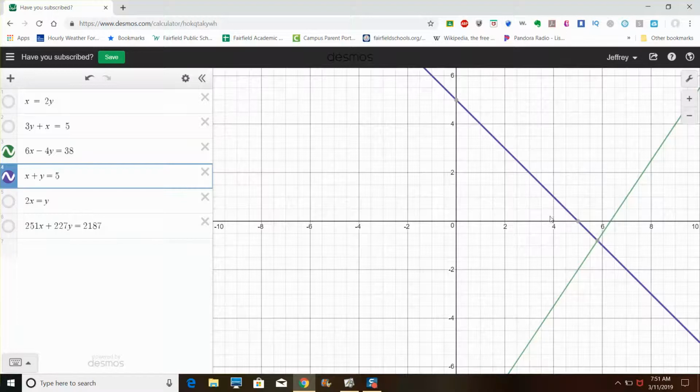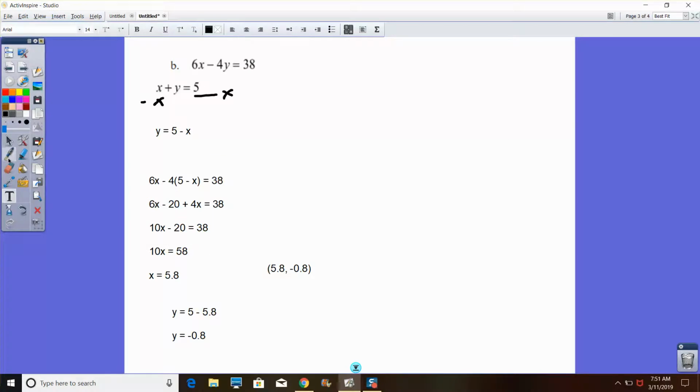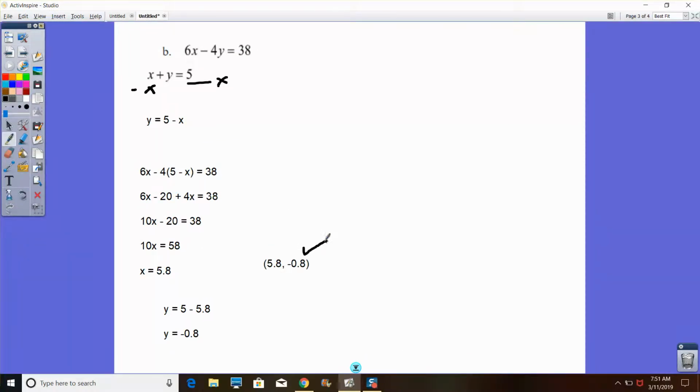So we're looking to see that that is 5.8 and negative 0.8, and sure enough, there it is, right? So we highlight the solution, 5.8, negative 0.8. Our graph reflects that this is the correct solution. So we could stop there if we want to, but let's just make sure that it works.